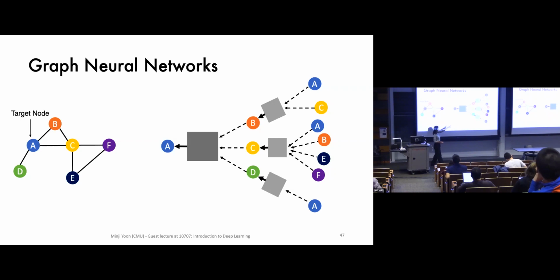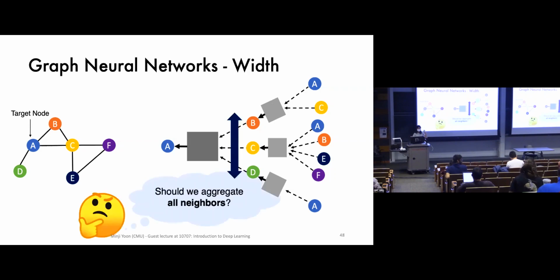As I told you before, in a graph neural network we aggregate messages from neighbors, then we transform them, and then we update the node embedding. The natural question is, as the student talked about, should we aggregate all neighbors? Are all neighbors informative for me? We said neighboring nodes are relevant to me, so I should aggregate to improve my node embedding. But I don't think all neighbors in, for example, my Instagram are informative to make a better representation of myself. So that is the first question.